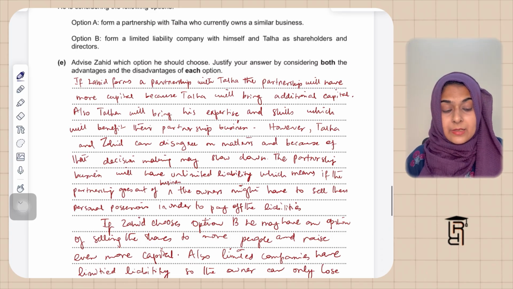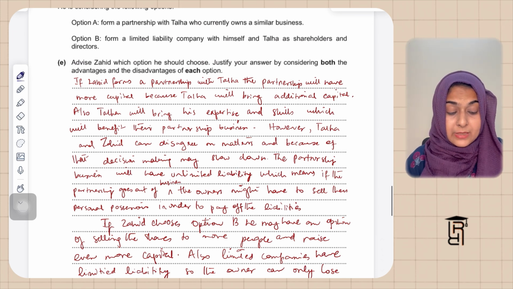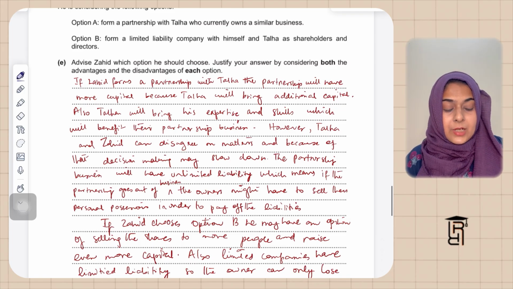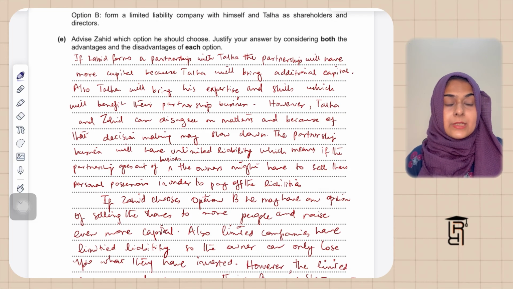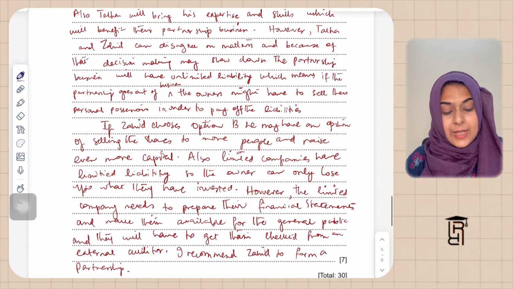However, Talha and Zahid can disagree on matters and because of that decision making may slow down. Disagreement की वजह से जो है decisions फौरन नहीं ले सकते. The partnership business will have unlimited liability, which means if the partnership goes out of business, the owners might have to sell their personal possessions in order to pay off the liabilities. क्योंकि partnerships have unlimited liability. क्योंकि partnerships और sole trader के केस में अगर bankruptcy होती है और business जो है वो loss में चला जाता है, so the owners have to sell their personal possessions in order to pay off their liabilities.